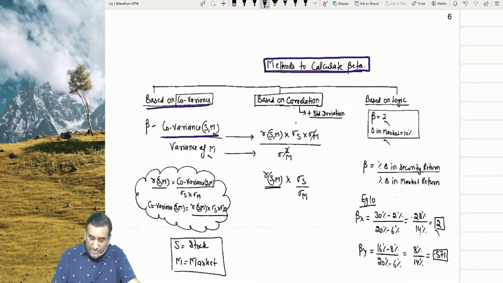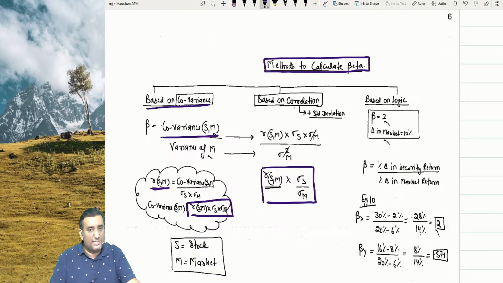The second is based on correlation, or you can say standard deviation. That's RSM into standard deviation S over standard deviation M. Actually this is the derivation from this formula, because R is covariance divided by standard deviation of S and market, and the covariance would be RSM into standard deviation S and market, and using that formula when we apply, we arrive at a formula of RSM.